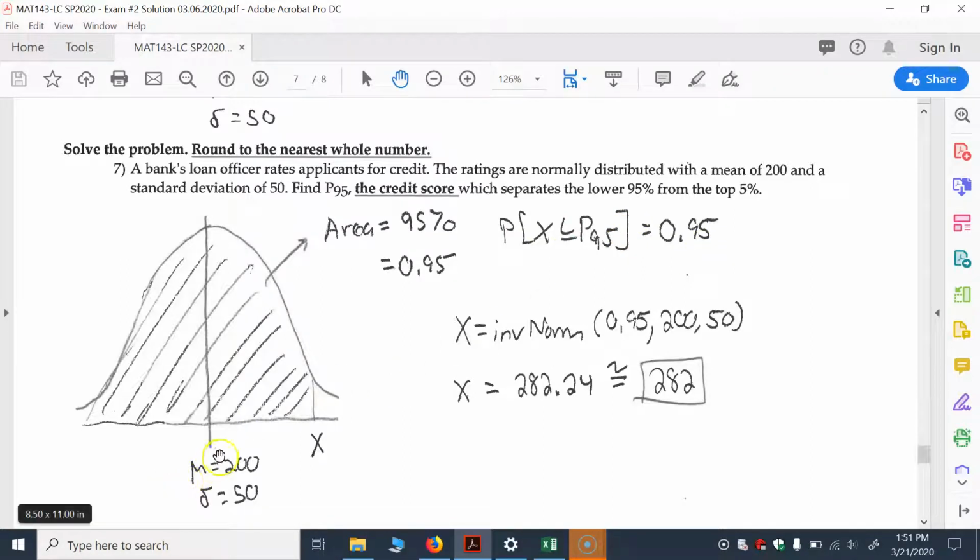So here's our distribution centered at 200, and if we shade 95% of the area, there's some x value that 95% of the values would be less than. And so remember, with inverse norm, the input has to be cumulative area from left to right. So left to right here would be 95% or 0.95. I'll put that into inverse norm, and mu and sigma is 250. And we get 282, which makes sense based on our picture. It should be some value greater than 200.